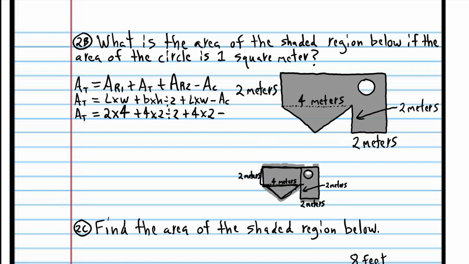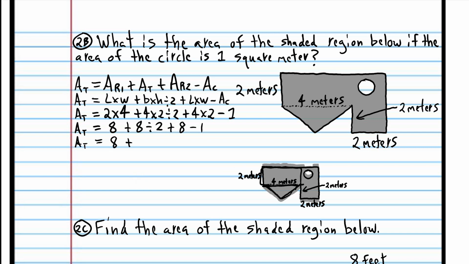All right, minus the area of the circle. So we're told that the area of the circle is 1 square meter, so we just plug in 1 square meter there. And now we just have to follow PEMDAS. So 2 times 4 is 8. 4 times 2 is 8. And I know that I'm doing more than one step at once, but that's okay as long as you follow the general rules of PEMDAS.